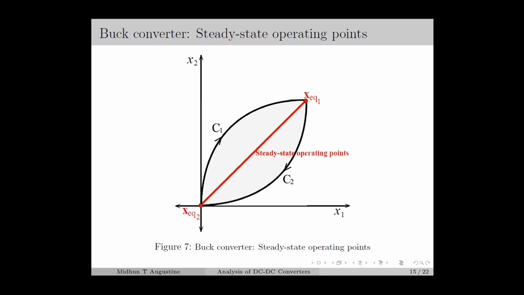Figure 7 shows the steady state operating points for the buck converter, which is basically a line segment connecting xeq1 and xeq2. Here xeq1 equals Vin by R and xeq2 equals 0, 0. We can operate the converter at any point in this line segment by switching the converter with the corresponding steady-state duty ratio. The operating point is decided by the load requirement, which will be in terms of the voltage or current.